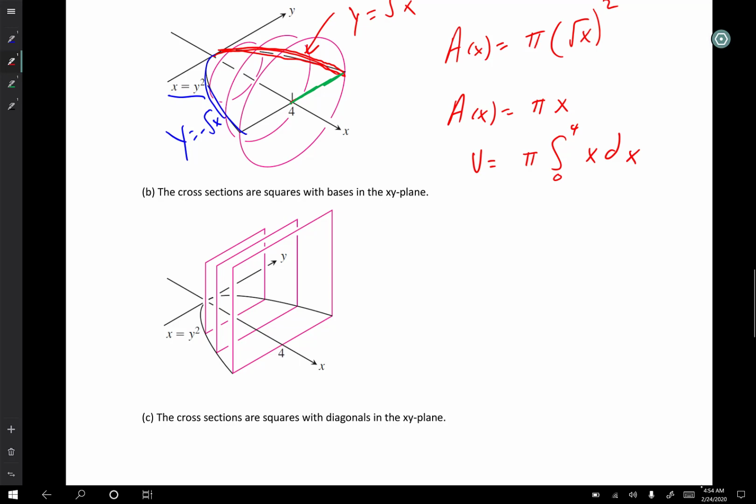So again, the distance from here to here, that's y equals square root of x. But I don't want that distance, I want the total distance. So you can do one of two things. You can either say, well, this is symmetric about the x-axis.